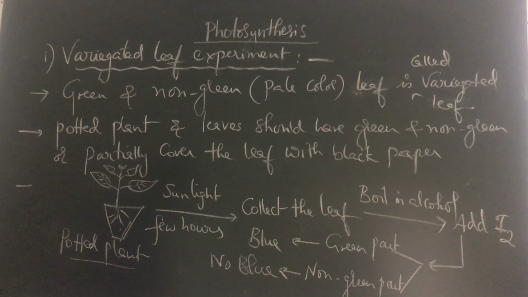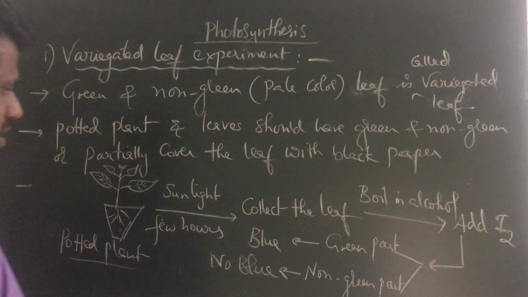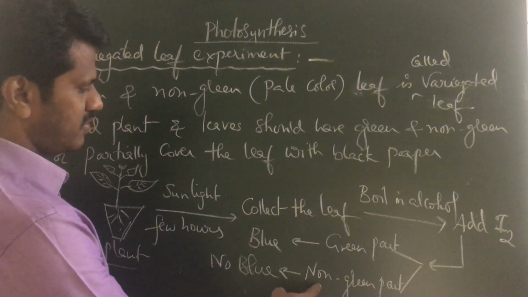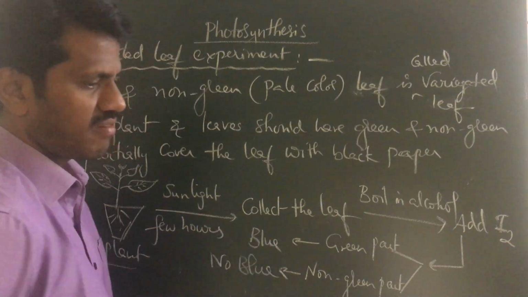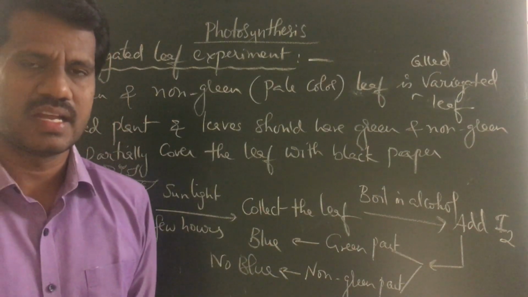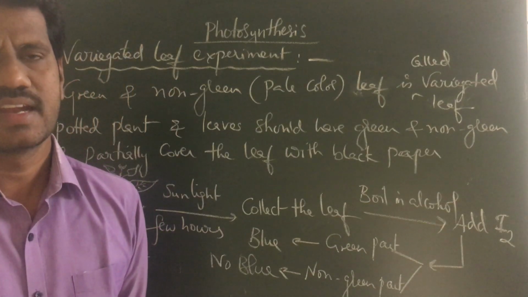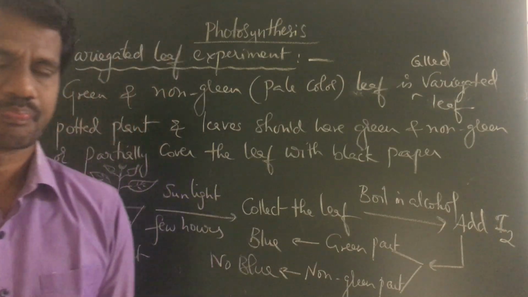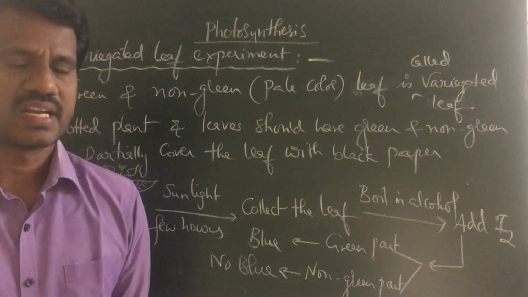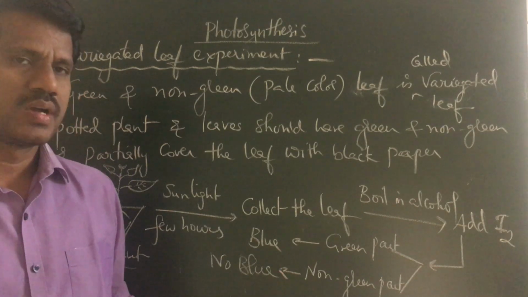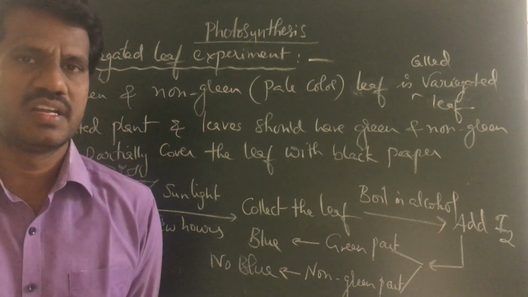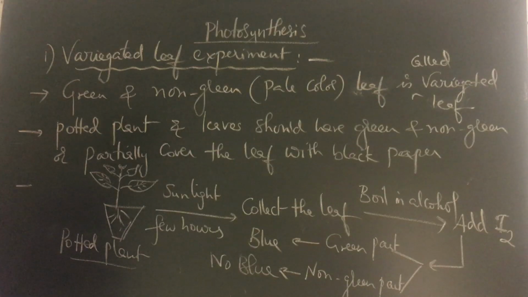So therefore, what you can understand is that the non-green part, meaning the part of the leaf which you covered with black paper, or else if it is a variegated leaf, the non-green patches will not turn into blue color. The green color parts of the leaf will turn into blue color. So therefore, by this experiment, what we can infer is that light is required for photosynthesis.